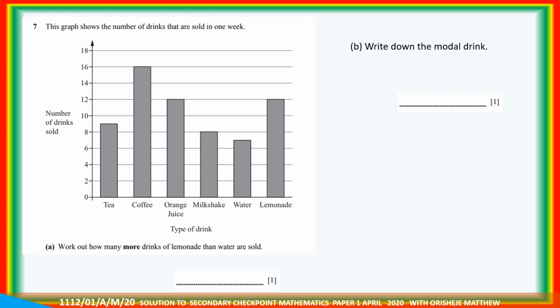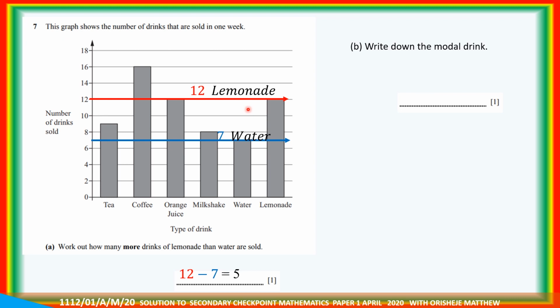Question 7. This graph shows the number of drinks that are sold in 1 week. Question A. Work out how many more drinks of lemonade than water are sold. So you have lemonade, 12 lemonade drinks, and then you look at the water. How many water? 7 water. So if you subtract it, that will give you 5 more lemonade than water were sold.